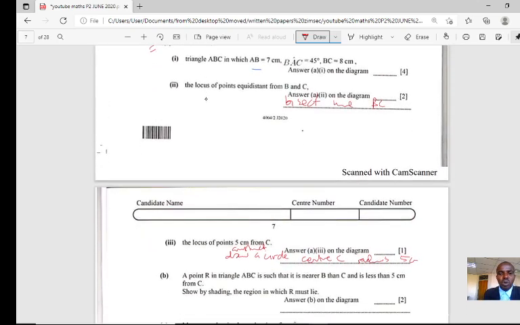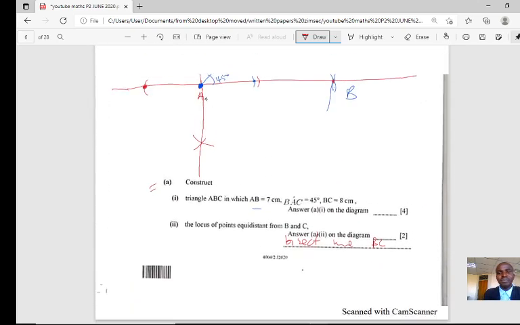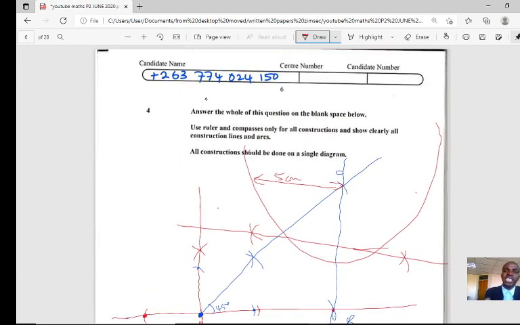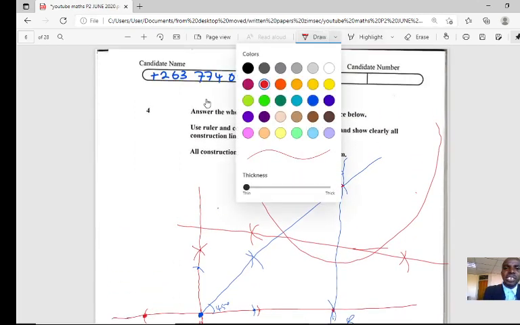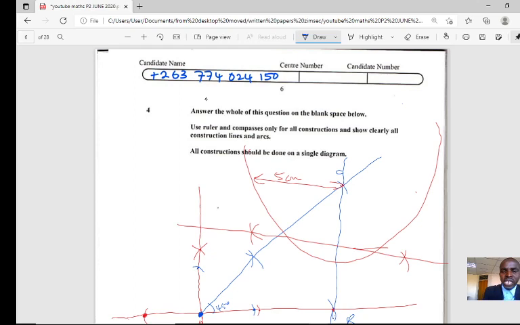So nearer to B than C, a point nearer to B than C here. Let me indicate here. Nearer to B than to C is somewhere here. So this is the region R, inside the triangle. So this one is R. Done.